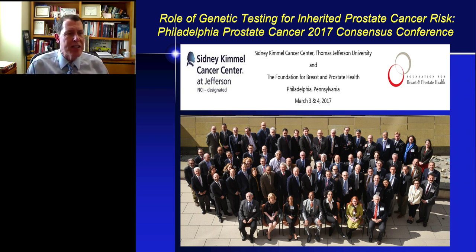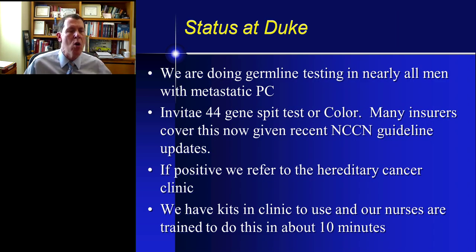So what is our status at Duke University where I work? Well, we are doing germline testing in nearly all men with metastatic prostate cancer. There are multiple commercial assays available, and I'm not here to endorse one over the other, but right now we're primarily using the Invitae test, which is a 44-gene saliva or spit test, or in some cases using the Color test. Many insurers now cover this testing given the recent NCCN guideline updates. If positive, we refer to the hereditary cancer clinic, and we have kits in the clinic, and our nurses are trained to do this in about 10 minutes.